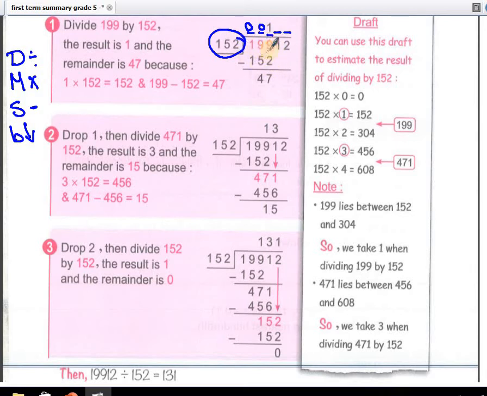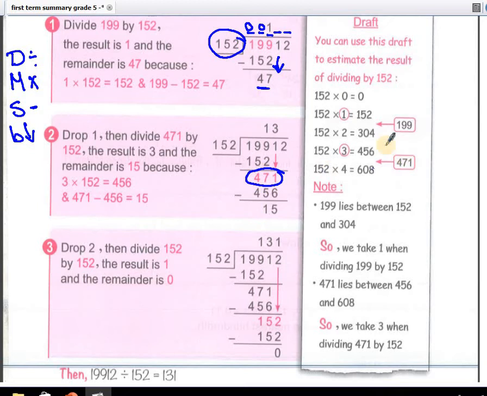Subtract. So 199 subtracting 152, the result will be 47. When I reach 47 here, what should I do? I have to bring down the number after. Okay, so I have a new number here, 471.